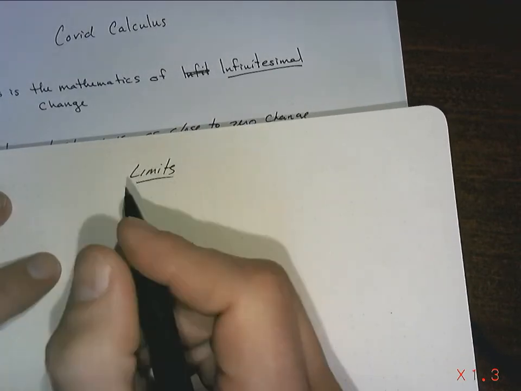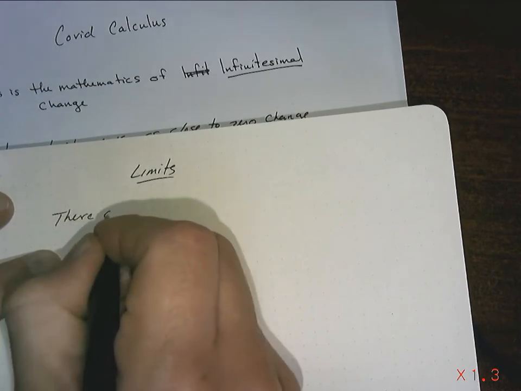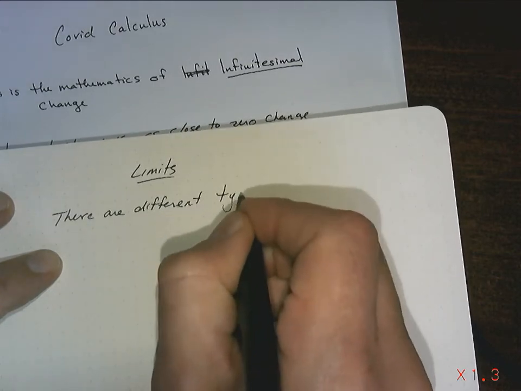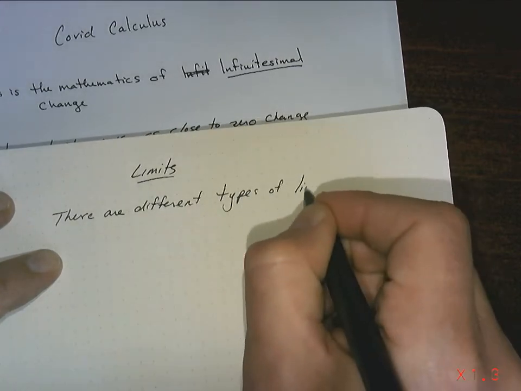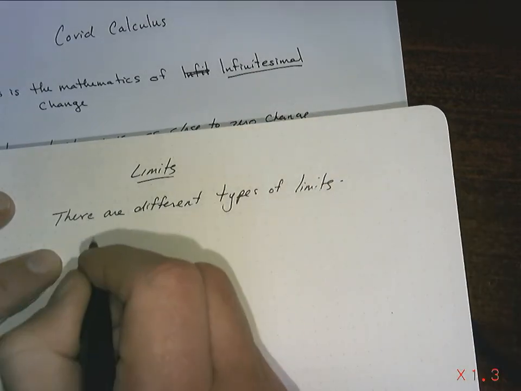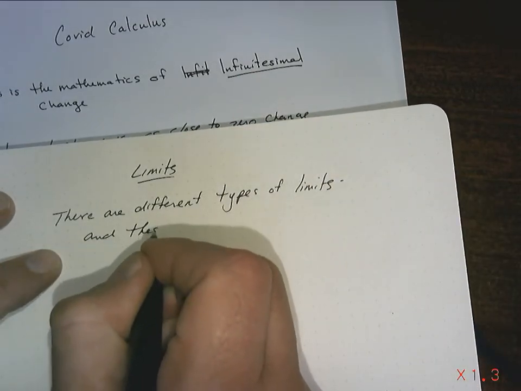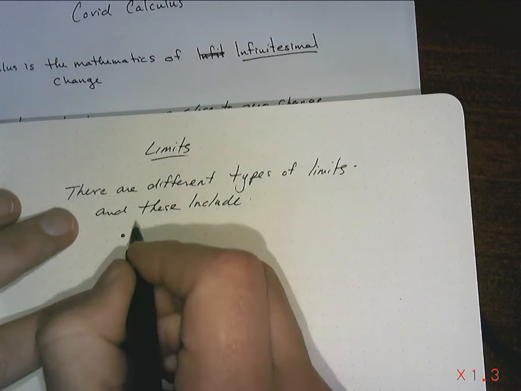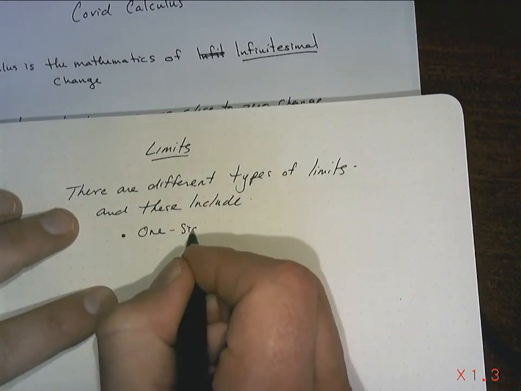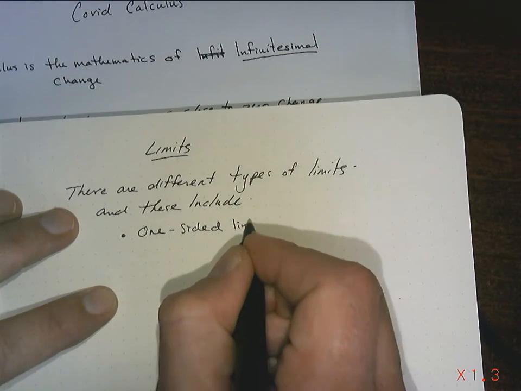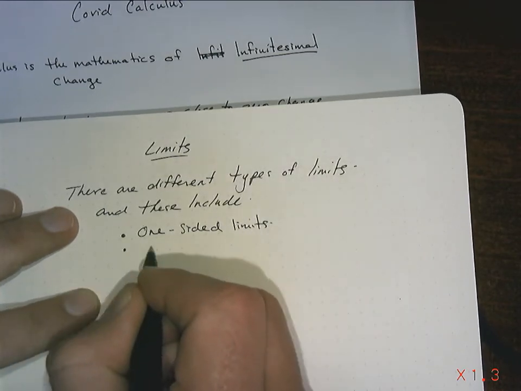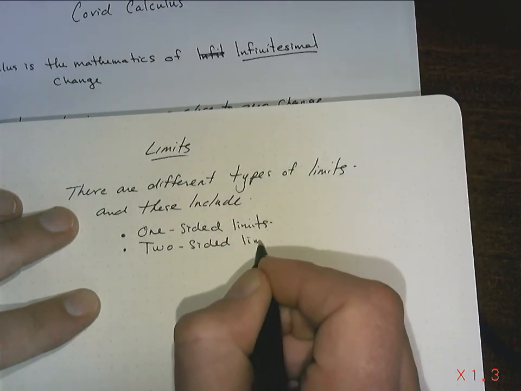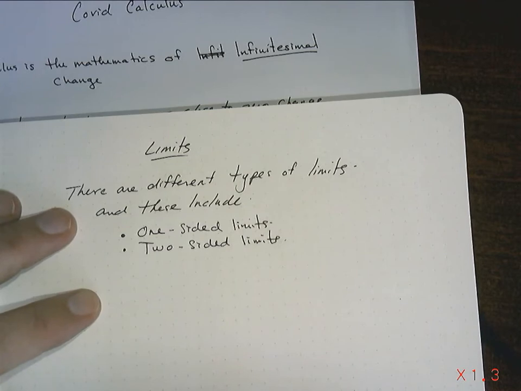So there are different types of limits. And these include the first type we're going to talk about today, one-sided limits. The next type we're going to talk about are two-sided limits. Wouldn't it be great if there were three-sided limits, but there aren't. So we've got one-sided limits, we've got two-sided limits.